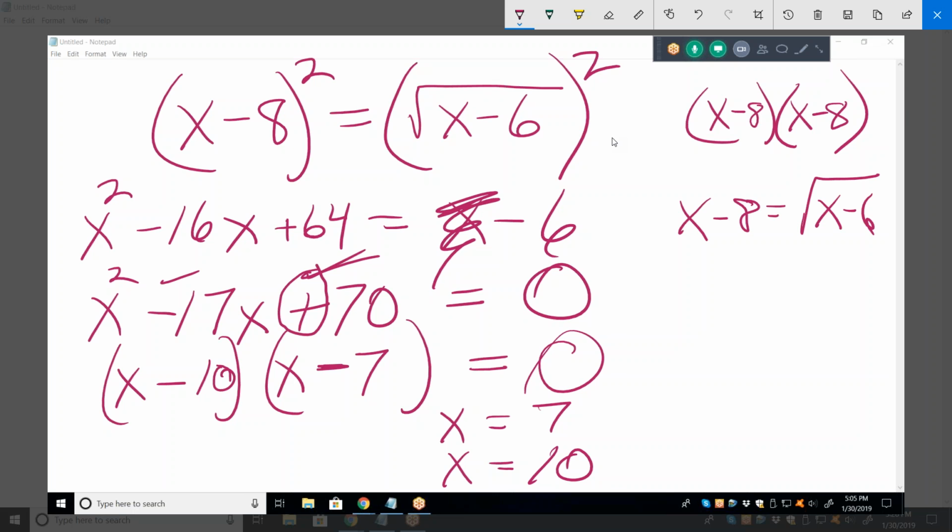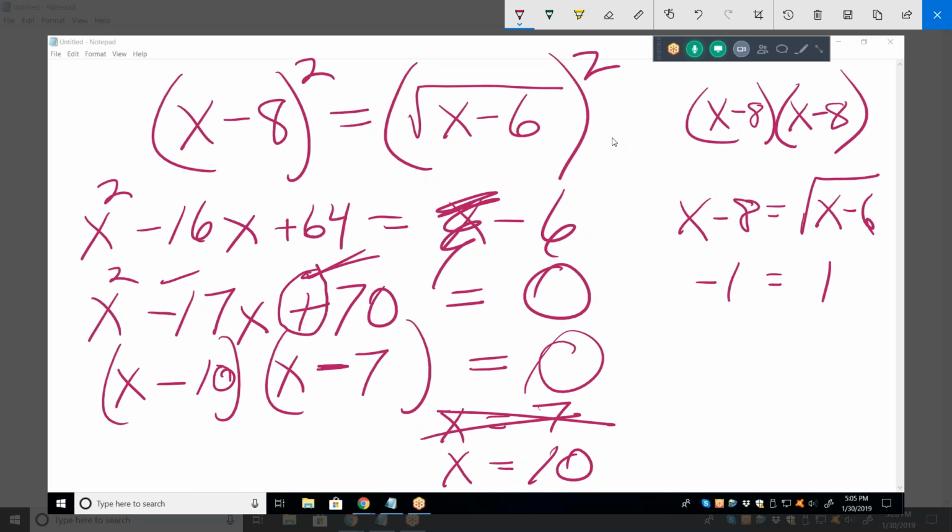7 minus 8 equals negative 1. 7 minus 6 equals negative 1 squared. No. It's the square root of positive 1. If you plug in 7 for x, you get the square root of 1. What's the square root of 1? 1. That's not an equation anymore, is it? No. That means that doesn't work.